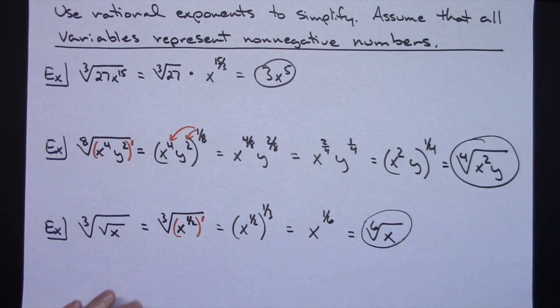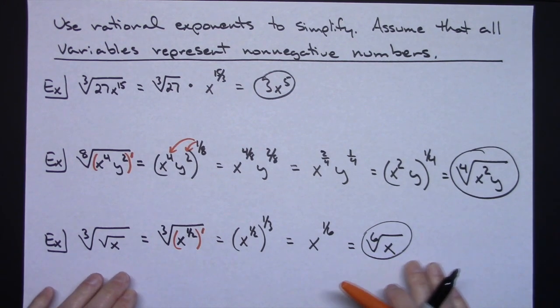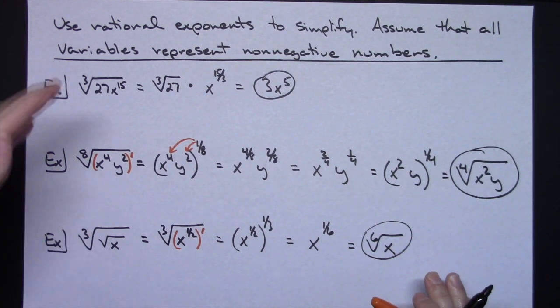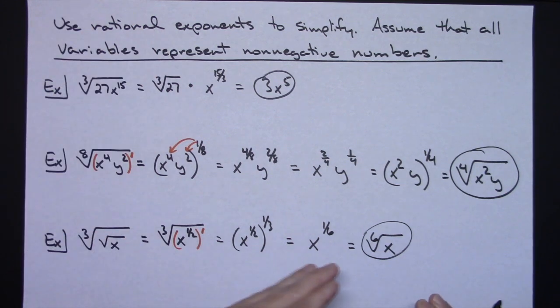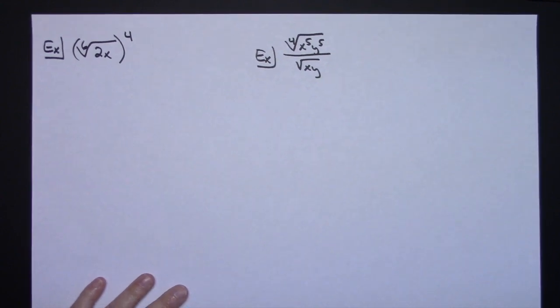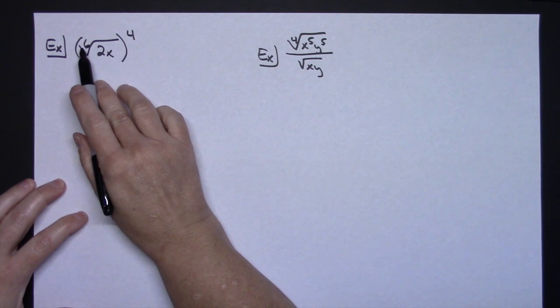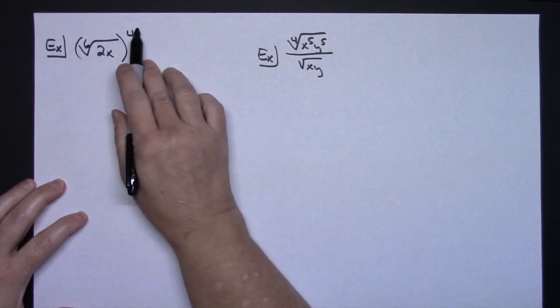Granted, some of you are going to be able to get to this a lot quicker, but if the directions actually want you to use those rational exponents, then you need to show that work to see how you got to that 6th root of x. Let's do 2 more examples, just trying to encounter as many of those different laws of exponents that I can here. So let's do the 6th root of 2x raised to the 4th.